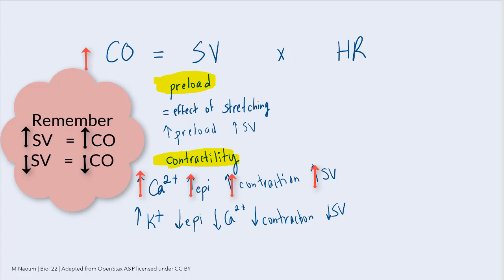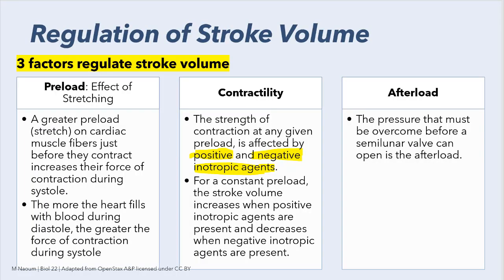The third major component that influences stroke volume is afterload. This factor works in the opposite way compared to the first two. So when you see an increase in afterload, you're going to see a decrease in stroke volume. So what exactly is afterload?